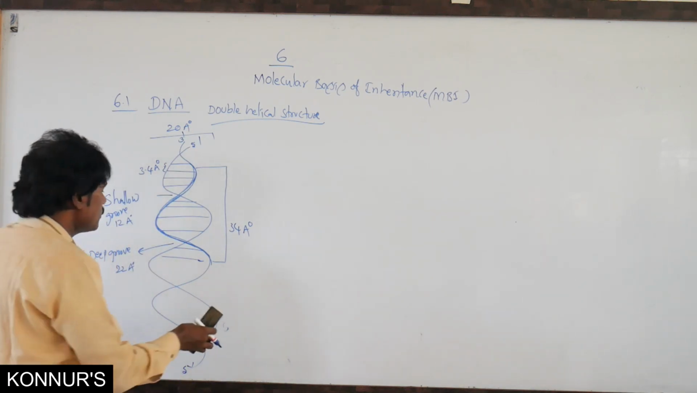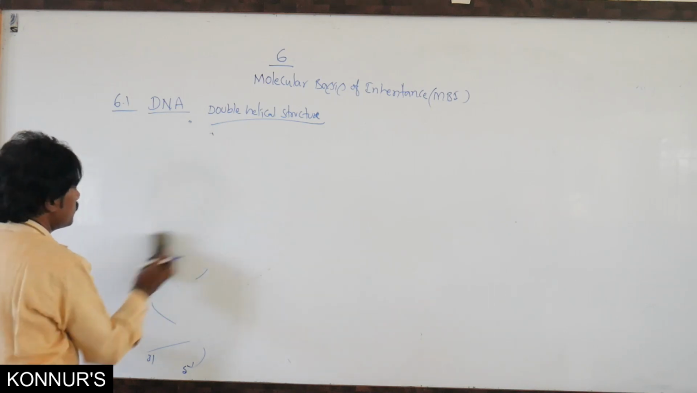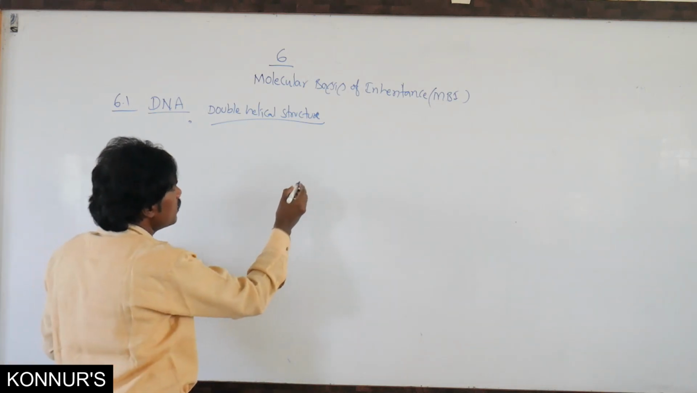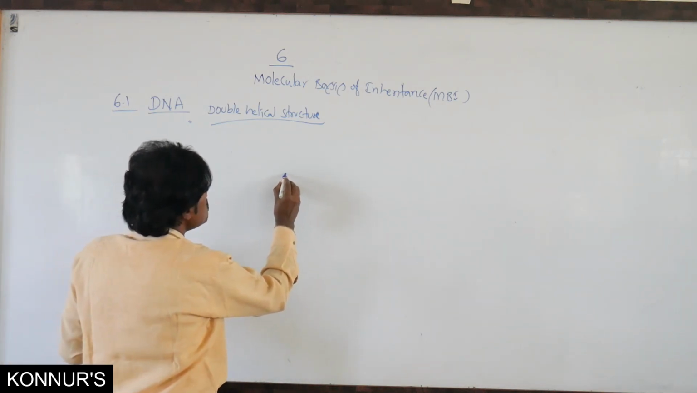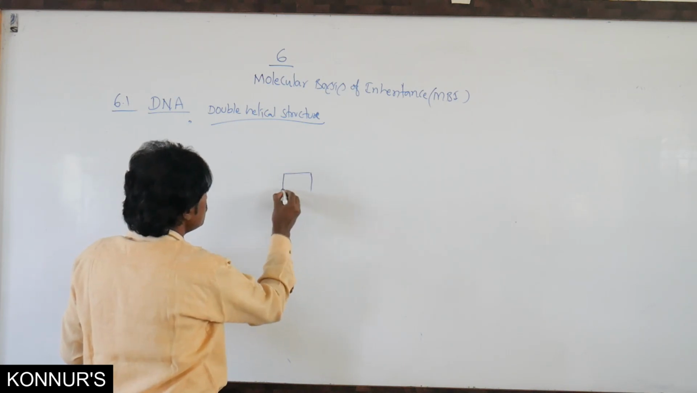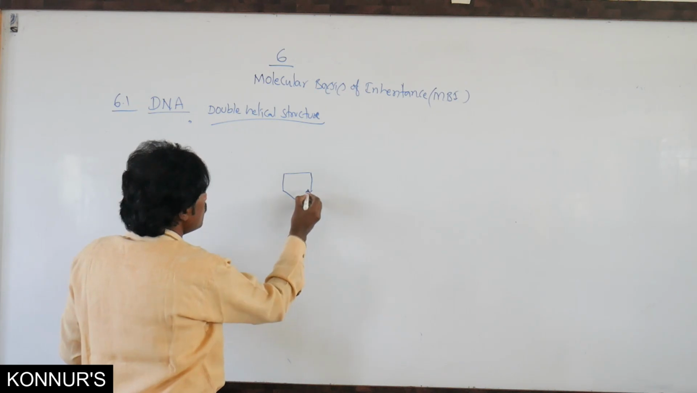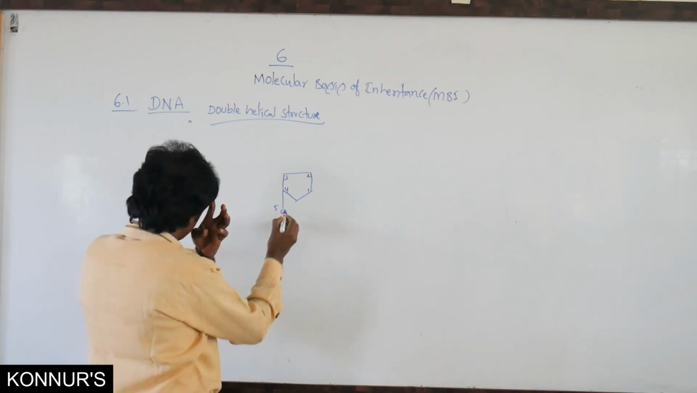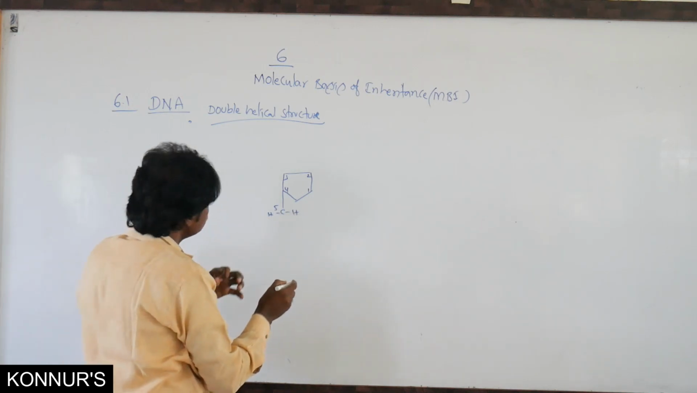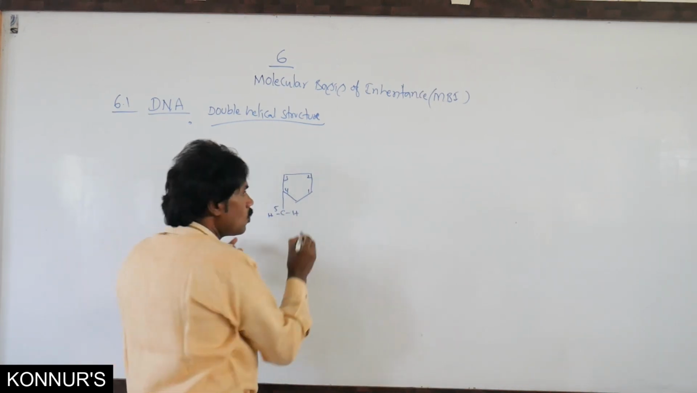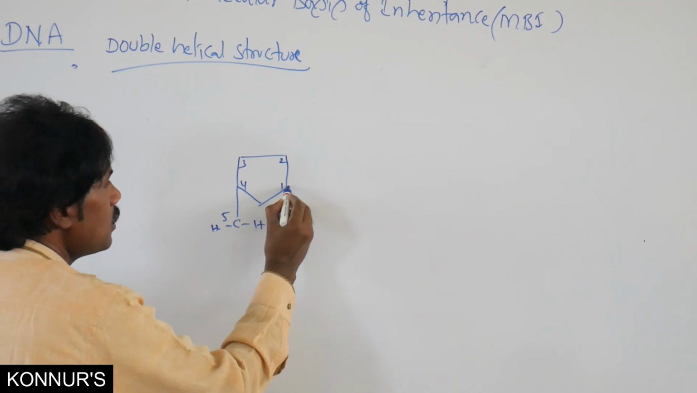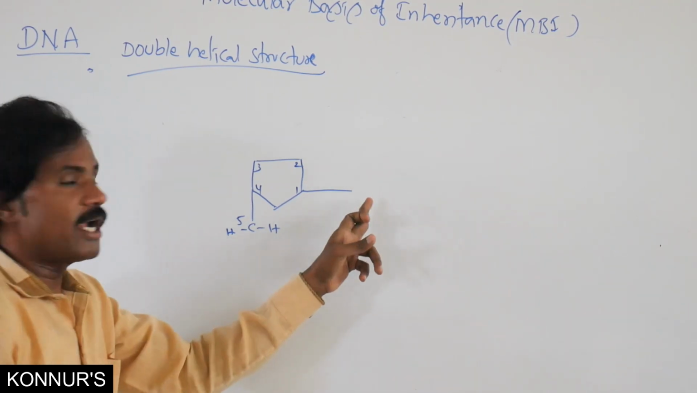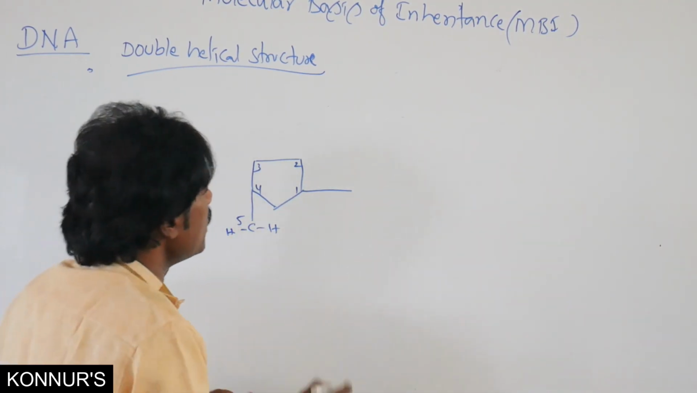But how is it arranged in detail? What type of arrangement will we observe? First, remember the pentose sugar. This is the pentose sugar. Here you label the carbon atoms. In this pentose sugar, there is a deoxyribose. The first carbon is combined with one of the nitrogen bases, suppose adenine.